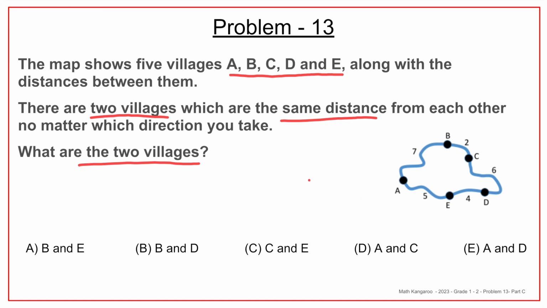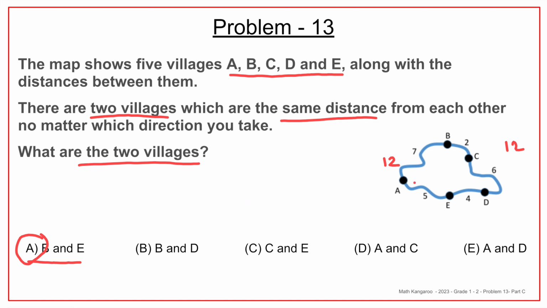So how can we find this? We will use our options. So option A, B and E. Let's see what's the distance between B and E. So we have 7 plus 5, that is 12. And B to E, that is 2, 6, 8. 8 plus 4, 12. That could be our answer because the distance is the same.